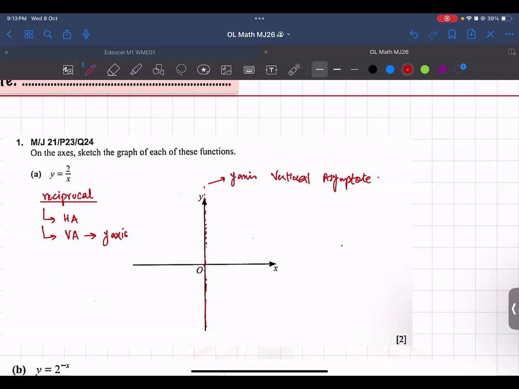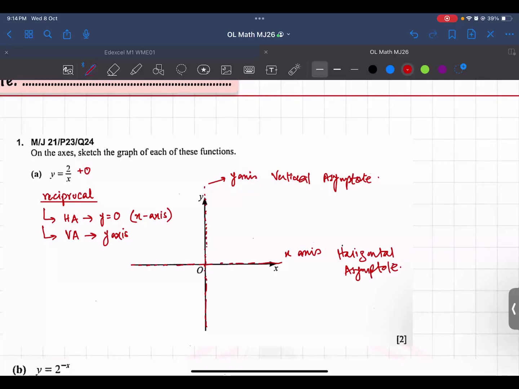And then the horizontal asymptote, I told you, is the thing which is being added over here. Right now there is nothing being added, so plus 0. This means y is equal to 0 is the horizontal asymptote. And y is equal to 0 is the line x-axis. So your horizontal asymptote is the x-axis. Label it. This is your horizontal asymptote.